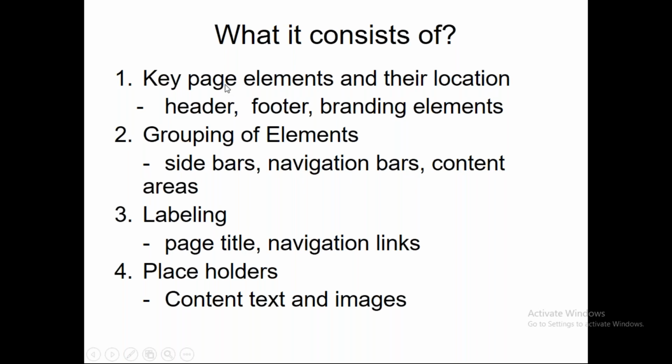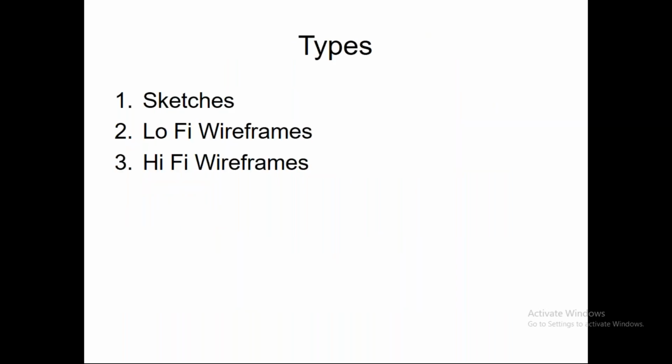So in simplest terms, the wireframe consists of whatever things you see in a website or a web page: the header, top post, footer, branding element, the company logo, and the navigation links to different pages, and the placeholder text and images that we can see in the web page created through a wireframe.